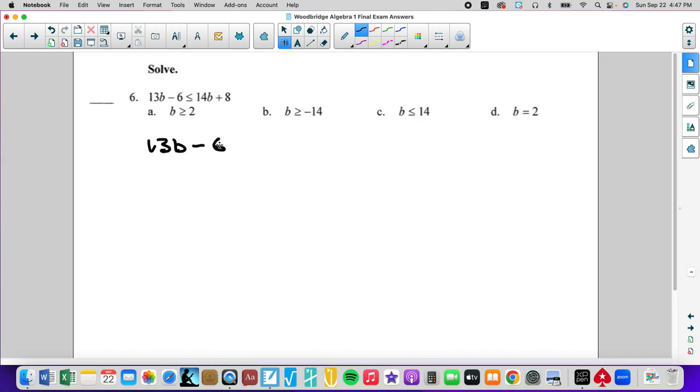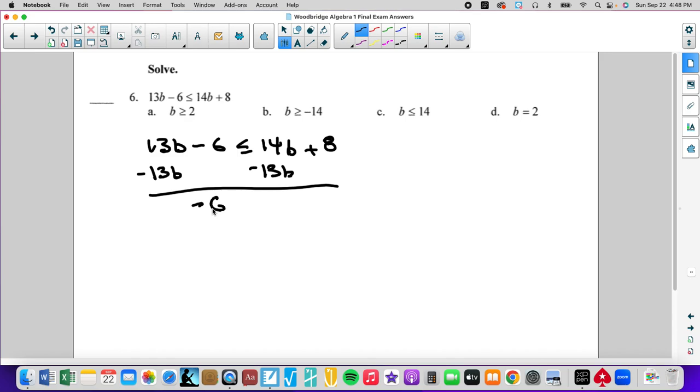13b minus 6 is less than or equal to 14b plus 8. I'm going to move the variables first. I always like moving the variables prior to the constants. That leaves me with b plus 8. I'll subtract 8 from both sides. -14 is less than or equal to b.